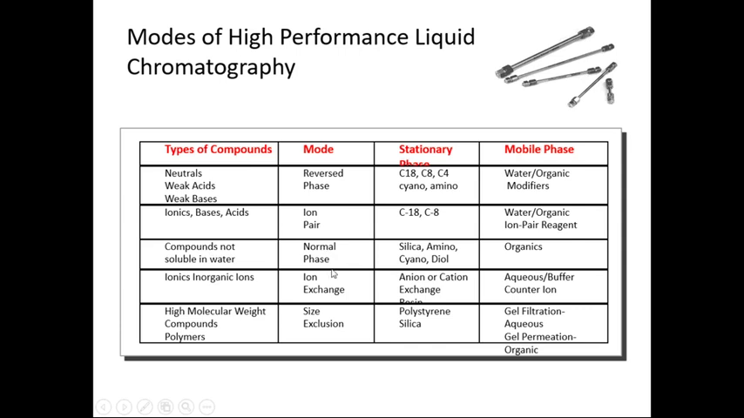For compounds which are not soluble in water, we use a normal phase. So you can again use silica, the amino column, the cyano column or diol, and the mobile phase will be an organic. In ion exchange, it will be an anion or cation exchanger, and we use only aqueous buffers. In size exclusion, we will be using polystyrene or silica beads, and here again the disadvantage is you can only do aqueous separations. You can use only aqueous solvents.